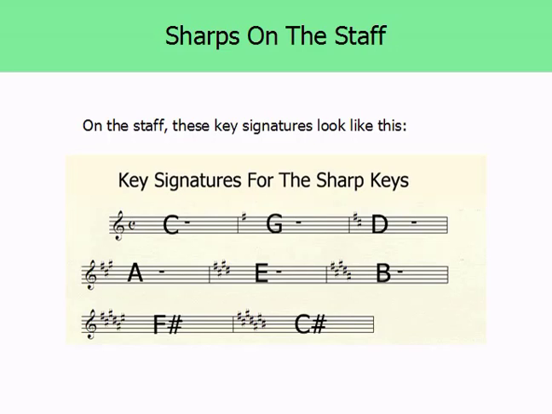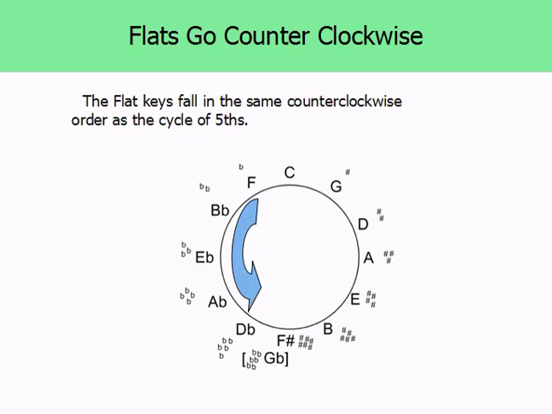Here's the key of B, which adds the A sharp as the fifth sharp. F sharp has an E sharp. And C sharp has a B sharp. It's very rare that you're going to run into a key of C sharp. And flats fall in the same counterclockwise order as the cycle of fifths.